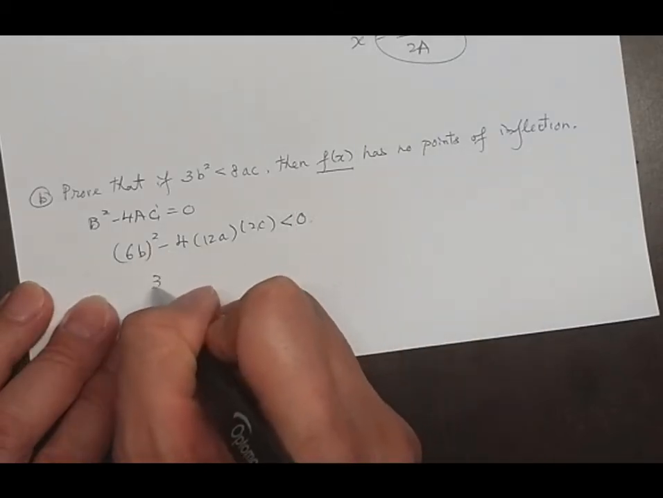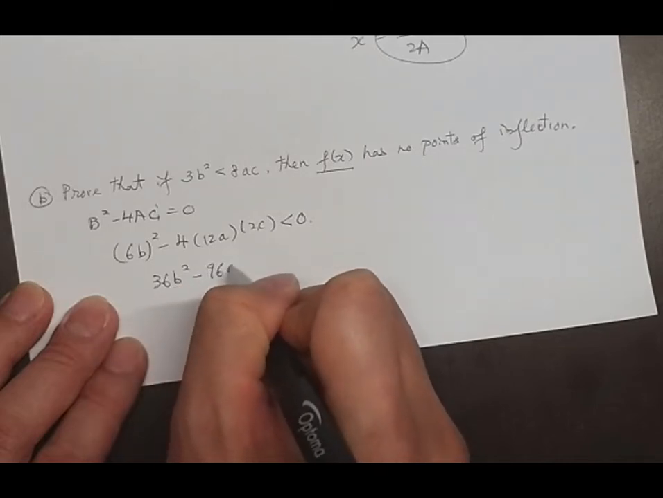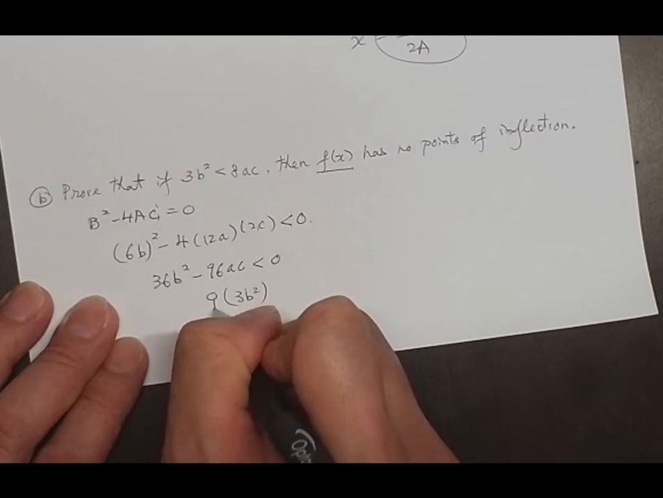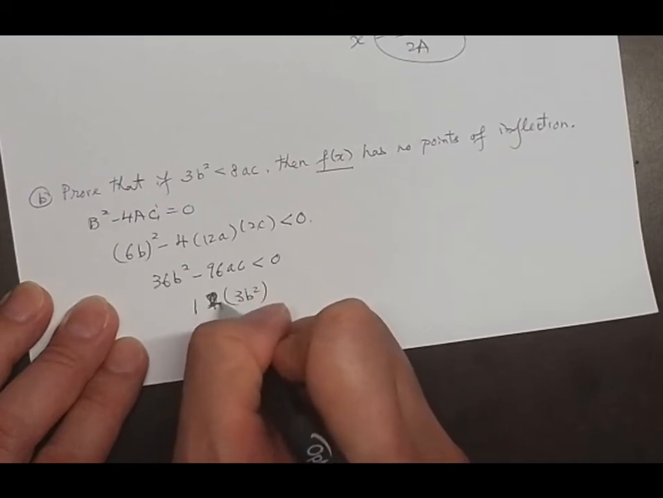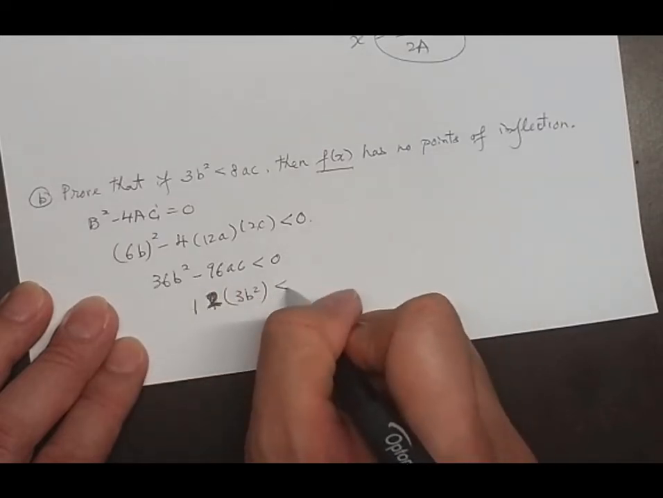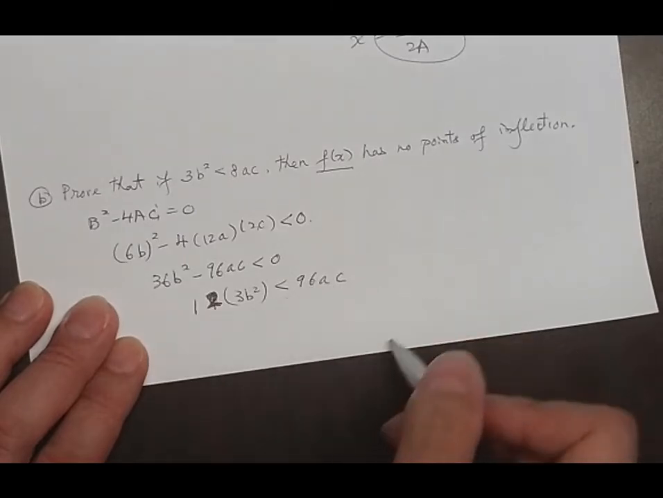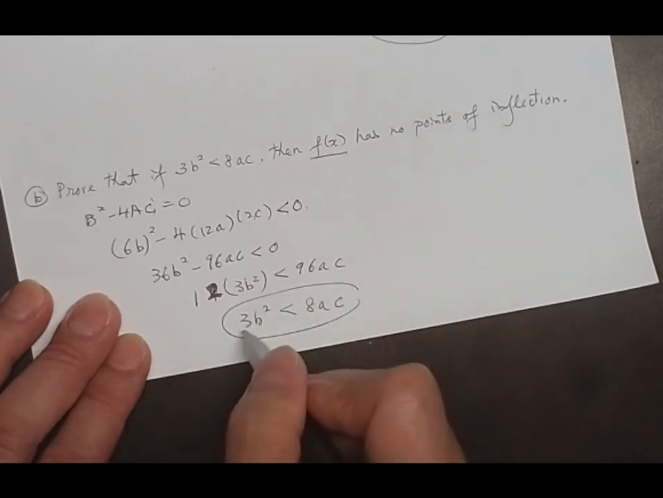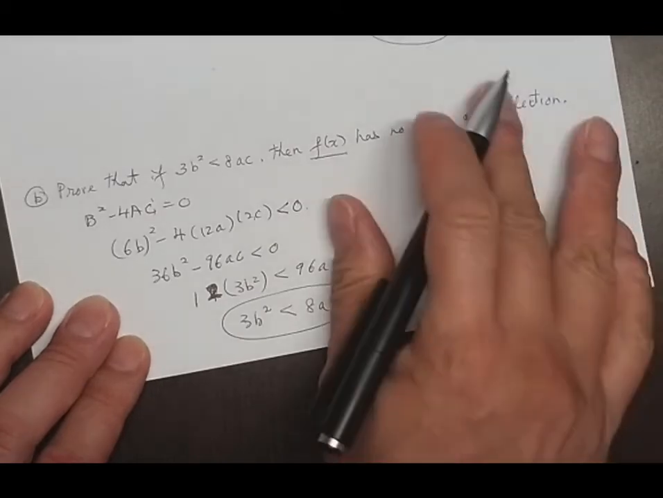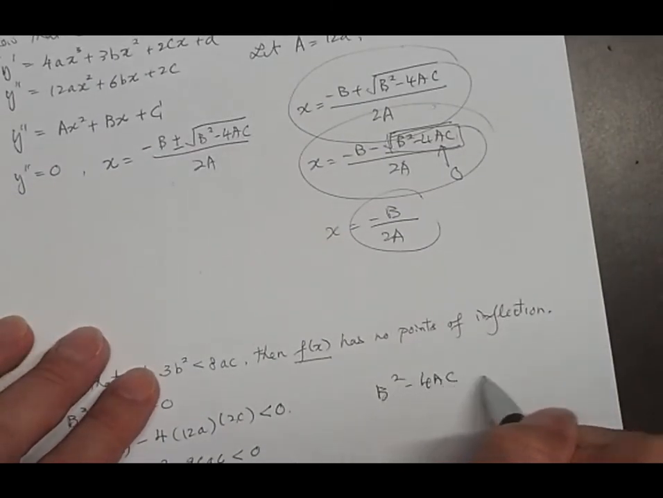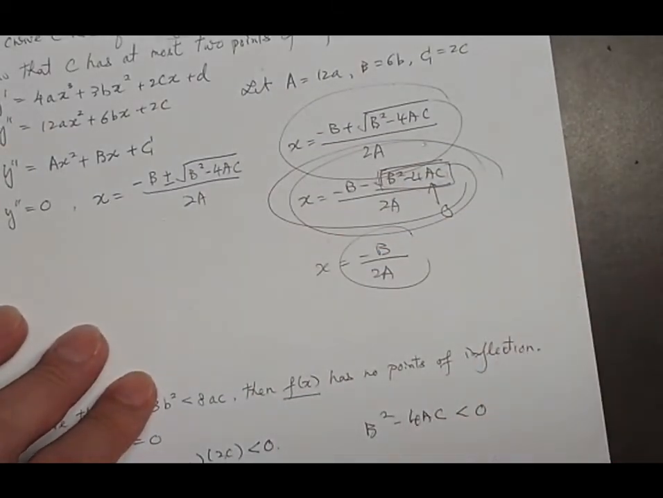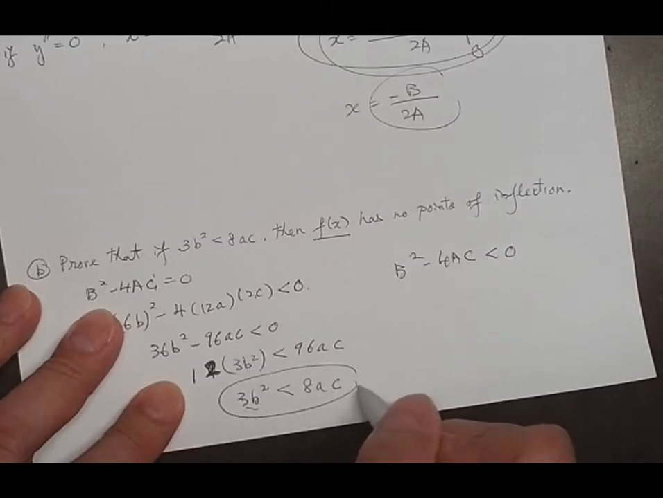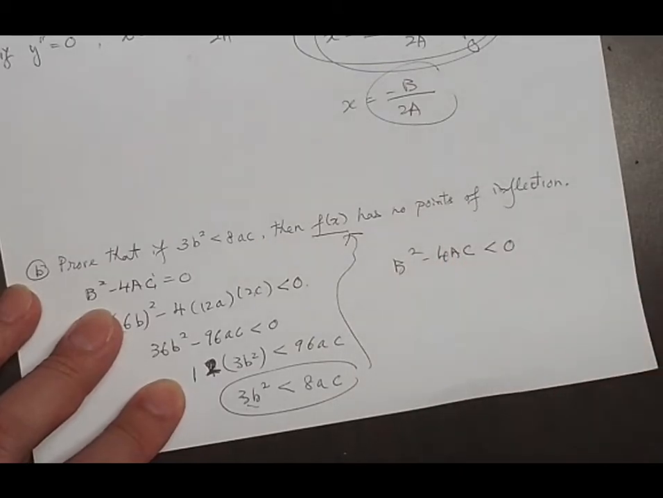And we multiply it out, we got 36b squared minus 96ac is less than 0, because 36 divided by 12 is 3 and 96 divided by 12 is 8, and we divide each side by 12, we got 3b squared is less than 8ac. So if 3b squared is less than 8ac, the B squared minus 4AC is less than 0, and x shouldn't have any real solution. So we prove that when 3b squared is less than 8ac, f(x) has no point of inflection.